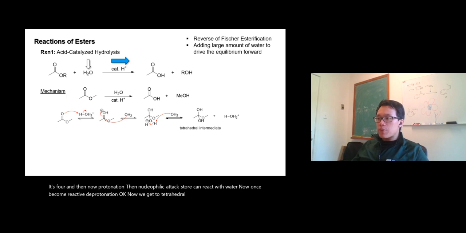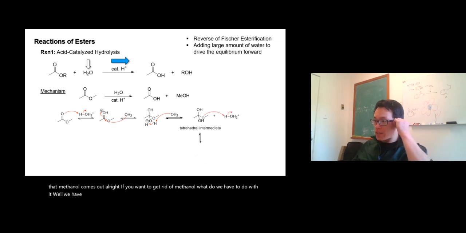All right. Now, same thing. Next, we have to go to carboxylic acid. Well, let's say we're going to need this oxygen here, OH here, and OH here. So we have to remove the methanol. So methanol comes out. See that? Methanol comes out. All right. If we want to get rid of methanol, what do we have to do with it? Well, we have to protonate it, activate that group.